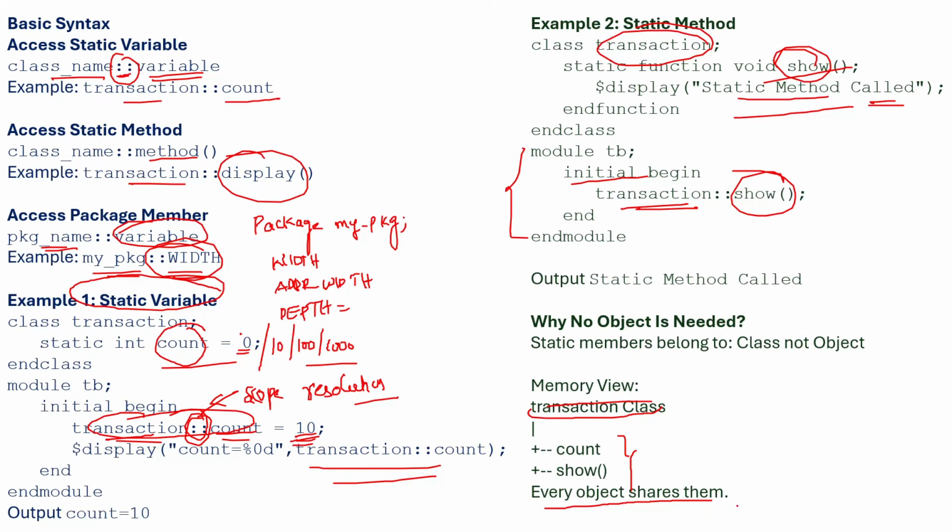If you are using normal methods, as I told you, class transaction, inside that int count, and then function void with any method name, like show or print. These can be called by using your handle. You can call them through the object, because those are related to the object only, and based on the object only you can call them.